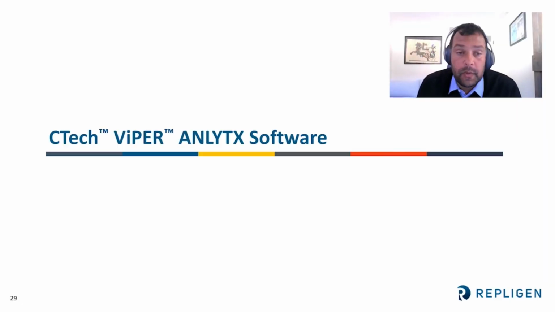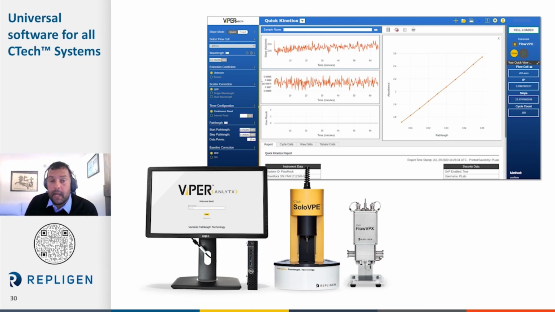The FlowVPX comes with Viper Analytics software, and I'll just touch on it rather quickly. Viper Analytics is our platform for all our SoloVPE, FlowVPE, and FlowVPX instruments. Here you can see a screenshot. It's fully LDAP controlled, so you can log in and then you'll go into a specific app, either for the SoloVPE or the FlowVPX.